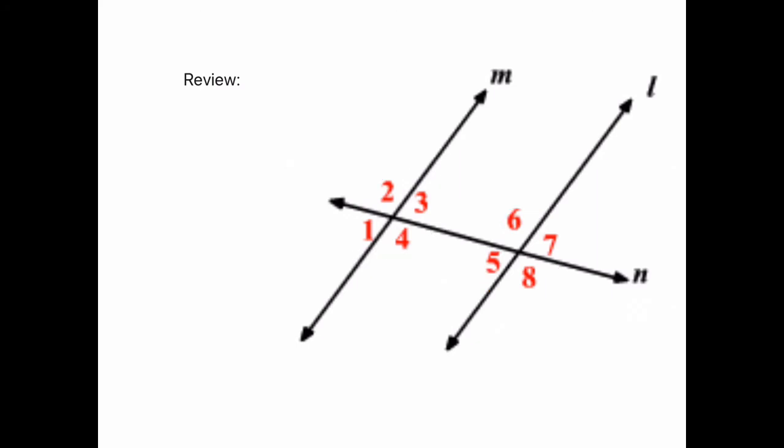All right, let's try some same side interior angles. Mark your same side interiors. Go ahead and pause. All right, we have 3 and 6 is one set, and 4 and 5 are the other set. And because they're same side, they are supplementary, and they add up to 180.